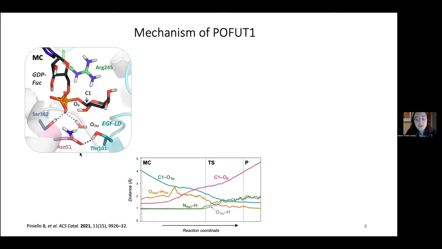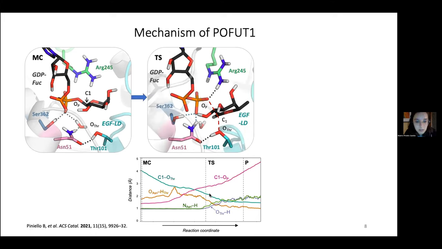And so the reaction continued because the oxygen from the threonine was getting closer to the anomeric carbon, and also the bond of the anomeric carbon with the GDP was getting broken, until we ended up in the transition state. In this transition state, the bond between the threonine and the carbon is almost formed, but not quite, because this distance is still over 2 angstroms. And the bond between the carbon and the oxygen of the phosphate is almost completely broken, at almost 3 angstroms.